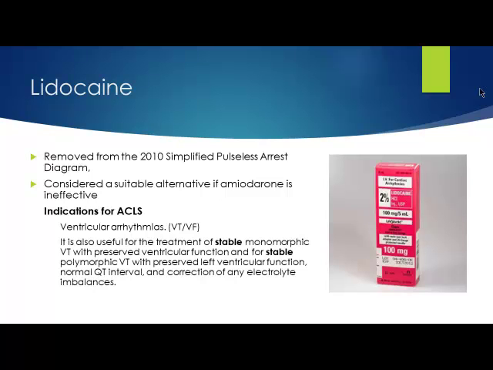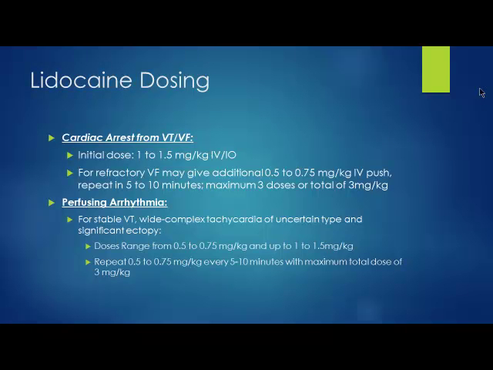Seen this? Heard about this? Y'all following me? I know I'm going quick, but there's no reason for y'all not to do well on that final on Tuesday after going through this, if you're taking notes, just soaking it in, just being a good student that you are. Right? 1 to 1.5 milligrams per kilogram, IV or IO. May give an additional 0.5 to 0.75 milligrams per kilogram for refractory VFib.